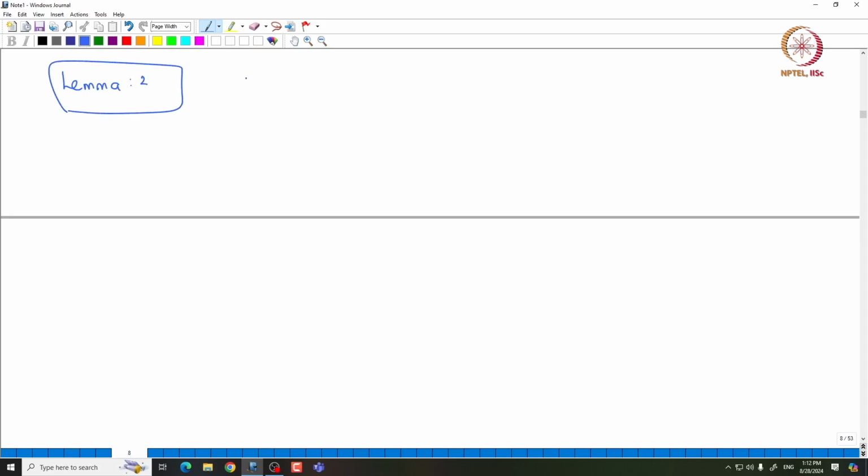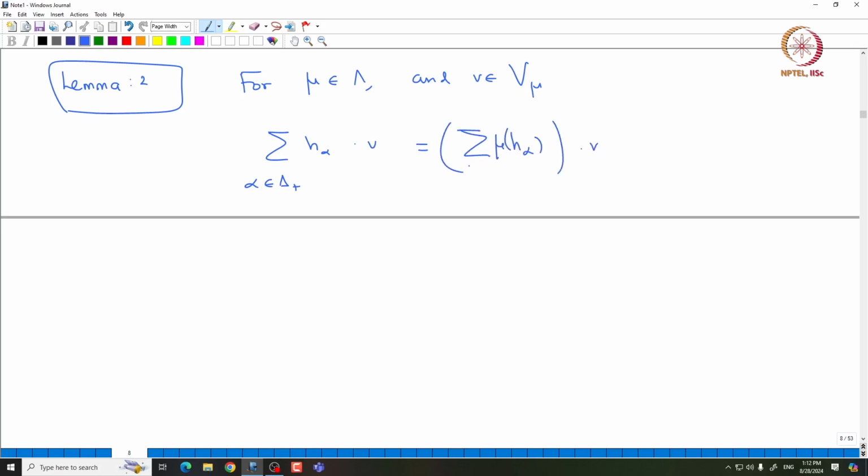If you take the second one, again for mu in lambda and a vector v in V mu, consider the summation of H_alpha over alpha in delta plus. How does it act on v? Because H_alpha acts as mu of H_alpha, this is going to be the summation of mu of H_alpha times v, where alpha runs over delta plus. Now, we already know what mu of H_alpha is. Mu of H_alpha is nothing but 2 (mu, alpha) divided by (alpha, alpha), and because we are in type A, (alpha, alpha) is 2. So this is exactly (mu, alpha).